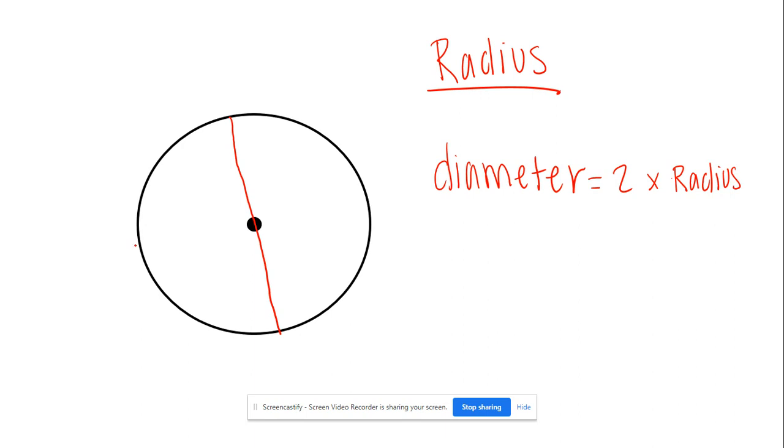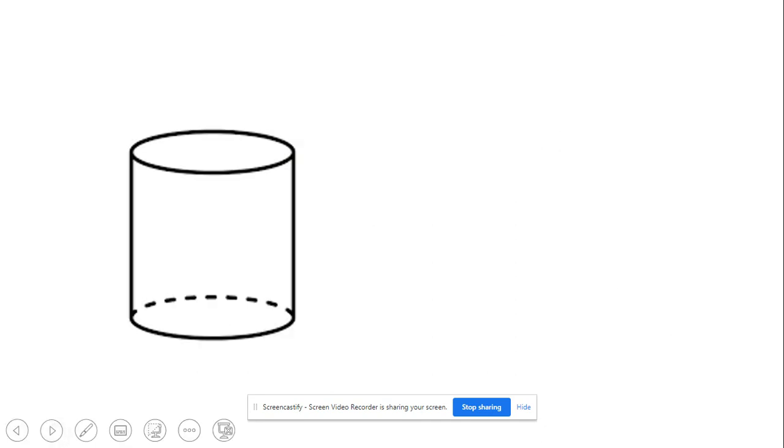And you could have the same thing. There could be lots of different types of diameter. There and there. Now let's talk about, this is going to be our first shape we find the volume.